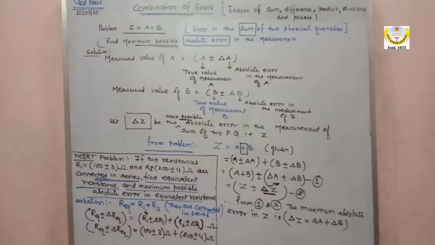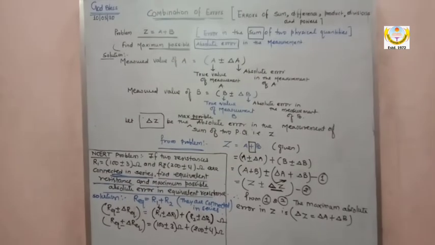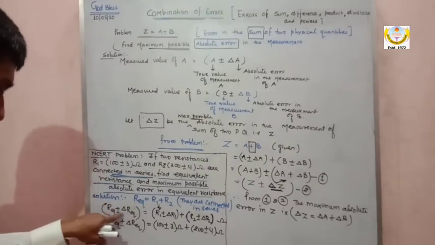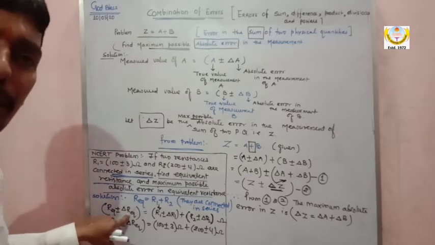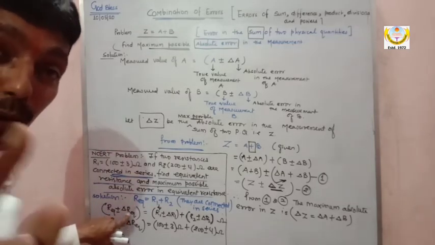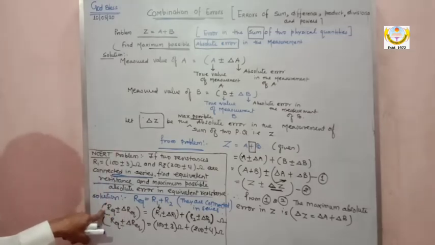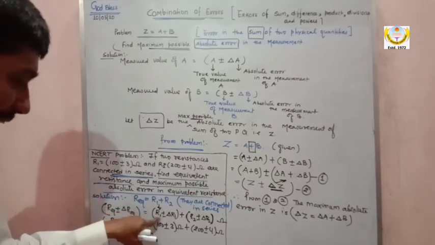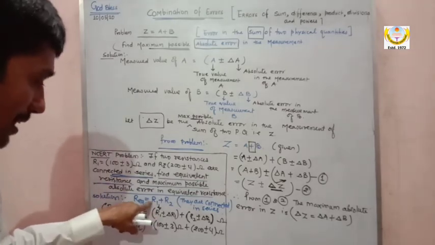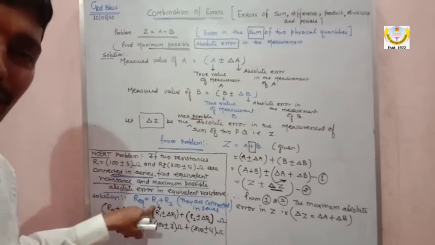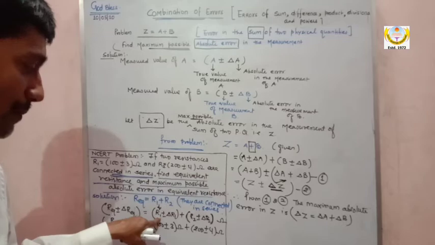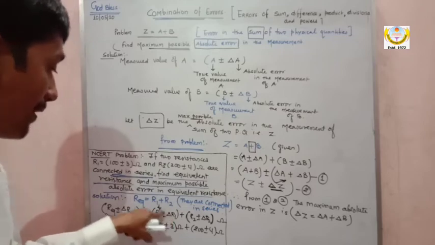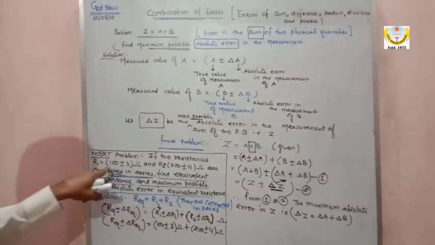I hope it is clear. So now everybody, I hope you understand the question now. R equivalent is the true value, and delta R equivalent is the maximum possible error, which is the absolute error in the measurement of R equivalent. Similarly, R1 is the true value of the first resistance, and plus minus delta R1 is the absolute error in the measurement of R1.